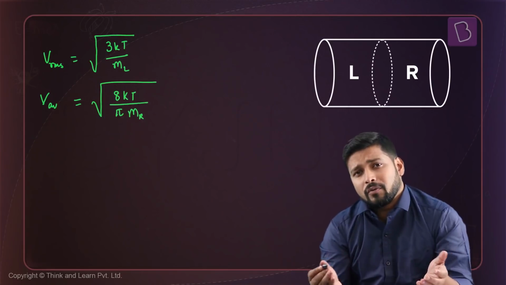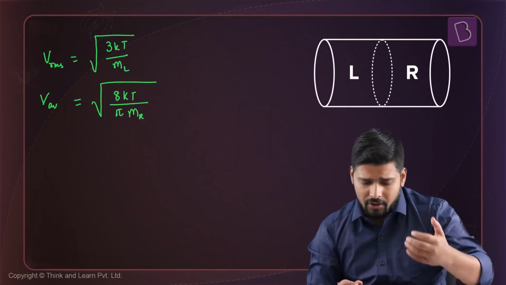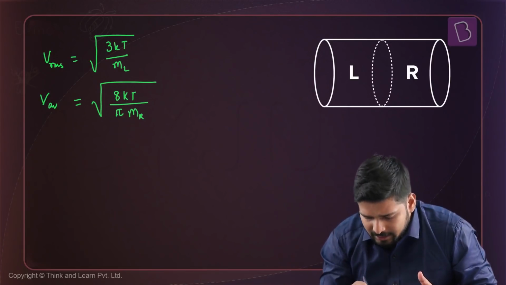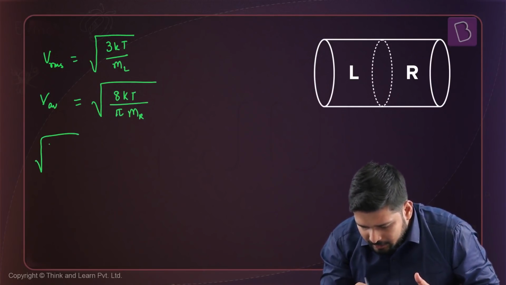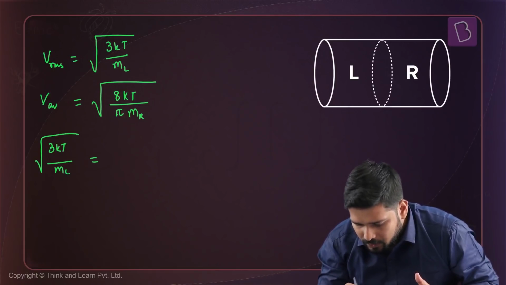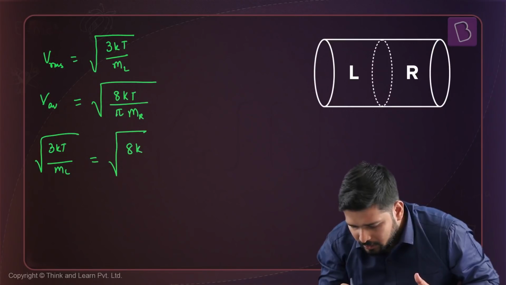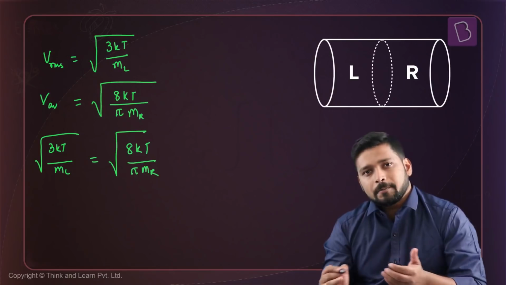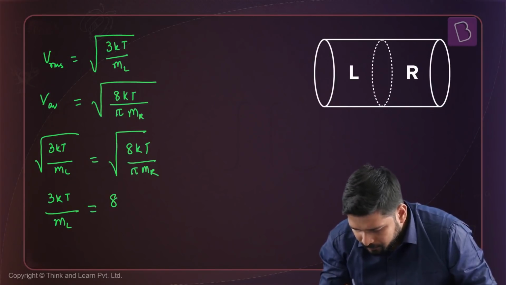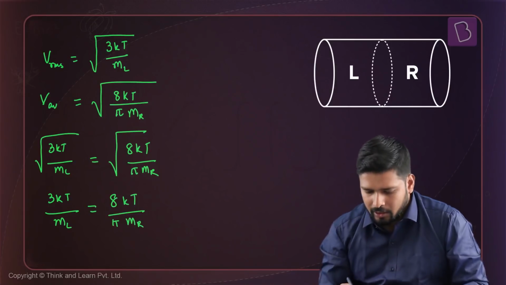It's pretty straightforward, that the left hand side value of Vrms is equal to the right hand side V average, right? So I'll just equate it and I get root over of 3kT upon mL, which is equal to root over of 8kT upon pi mR. Now if I square this expression on both the sides, I end up getting 3kT by mL equals 8kT by pi mR, right?